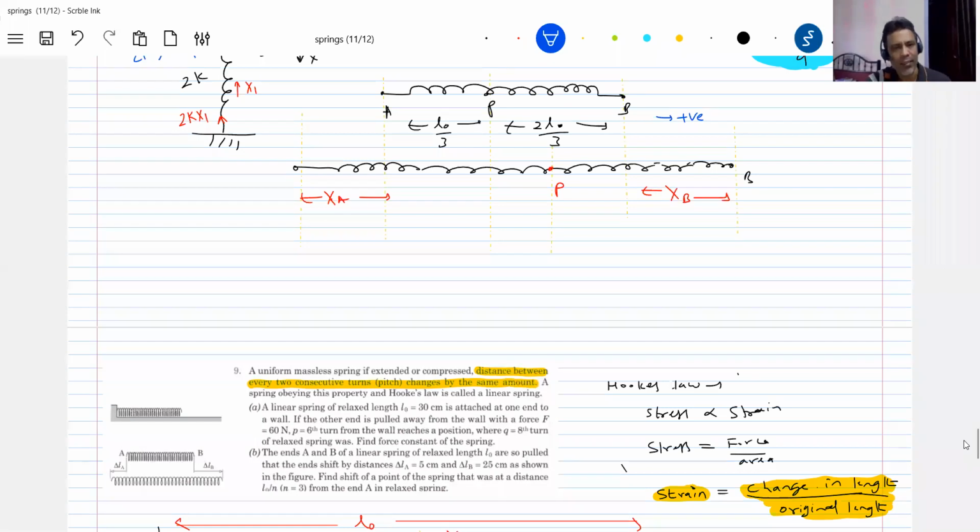Now let's analyze. I'm not sure about the displacement of the one we don't know, so we don't put a sign. The change in length of AP by original length should be equal to the change in length of BP by original length. So nothing but the strain in one part of the spring should be equal to the strain in the other part. The core idea, property of spring.